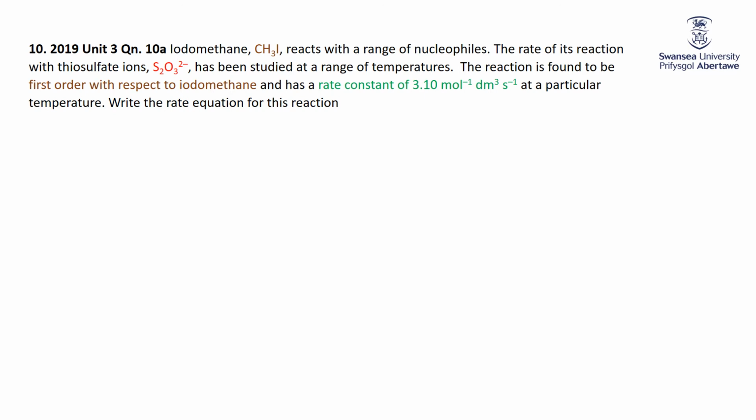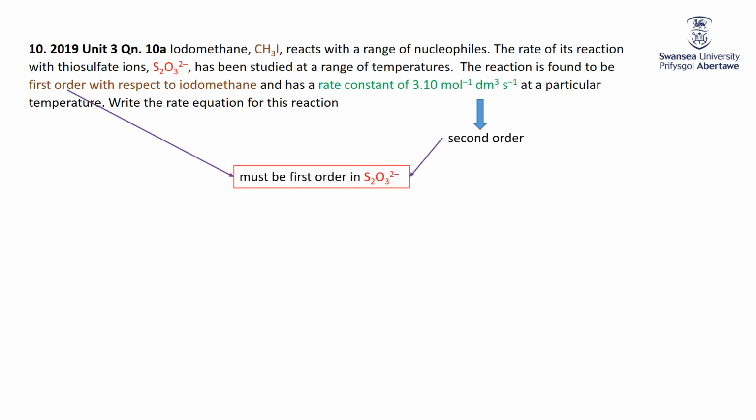Question 10 I thought was a clever one. Iodomethane reacting with thiosulfate, range of temperatures, first order in iodomethane, and a rate constant 3.1 per mole cubic decimeter per second. Now that's telling us it's a second order reaction. Well, if it's first order in the CH3I, it must therefore be first order in the thiosulfate. So that's the rate equation. Rate is K times concentration CH3I times the concentration of S2O3 2 minus.